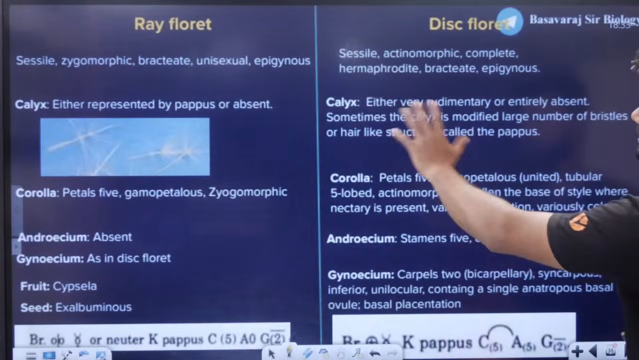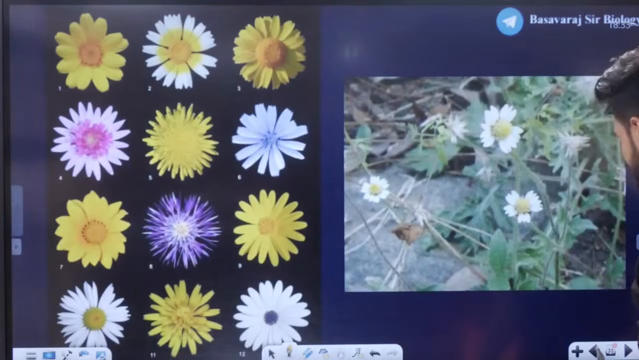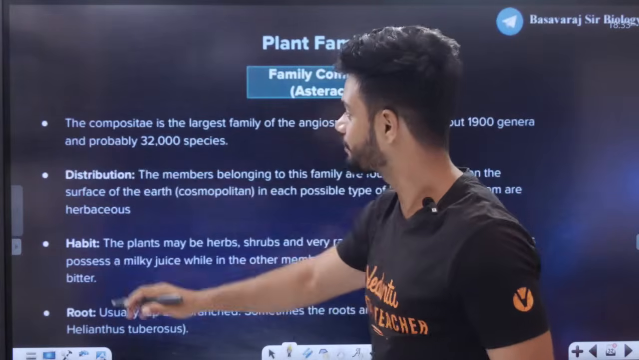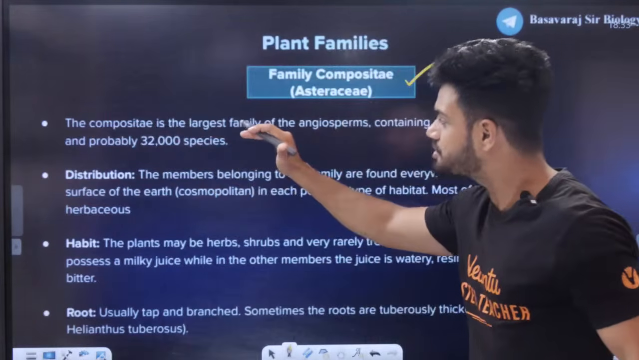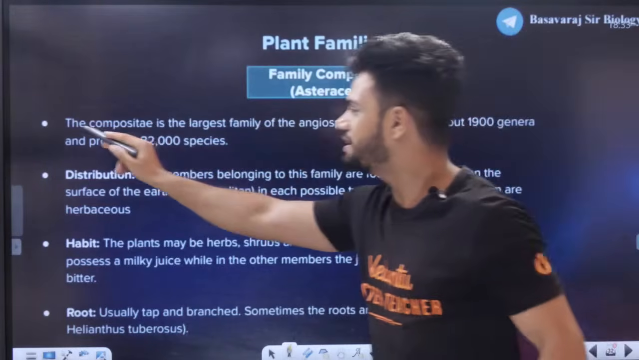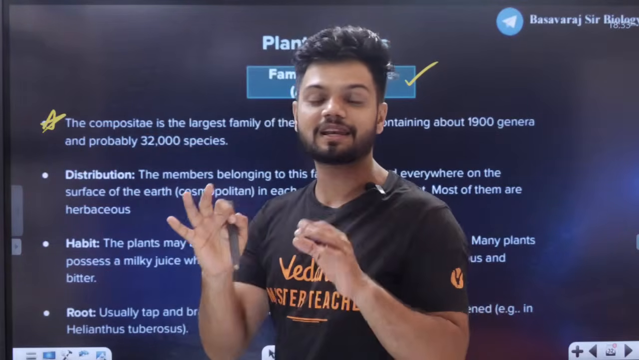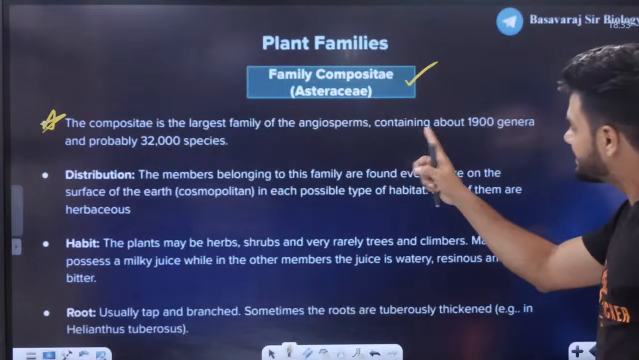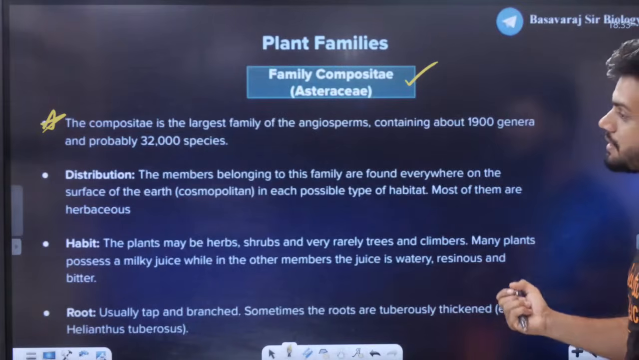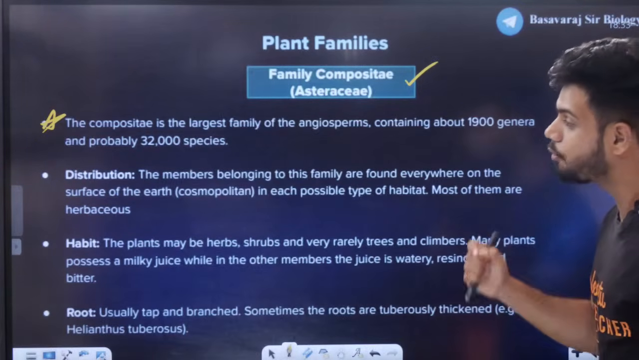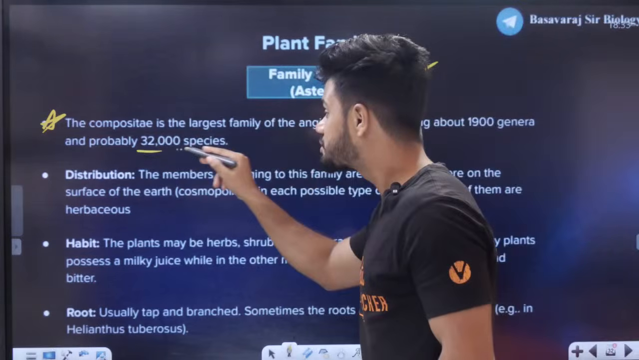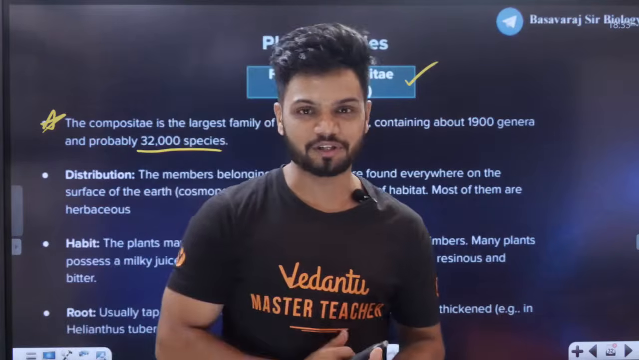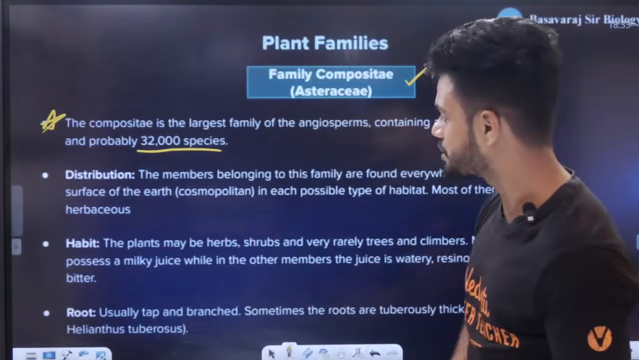This is the best part. Now here again, the first line is very important. The Compositae is the largest family of angiosperms, the most important line. It is the largest family of flowering plants, containing about 1,900 genera and probably 32,000 species. 32,000 species are there in Compositae or Asteraceae.